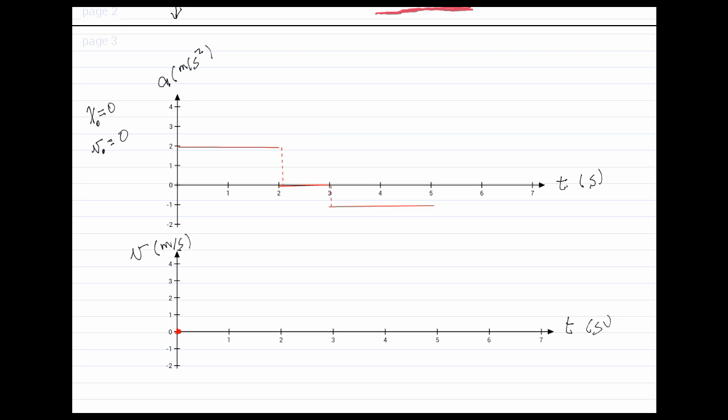So let's do that. We know that acceleration is equal to a change in velocity over a change in time. Now our change in velocity is our final velocity minus our initial velocity over our change in time. And what I'm going to do is just solve for the final velocity. The final velocity is equal to our initial velocity plus the acceleration times delta t.